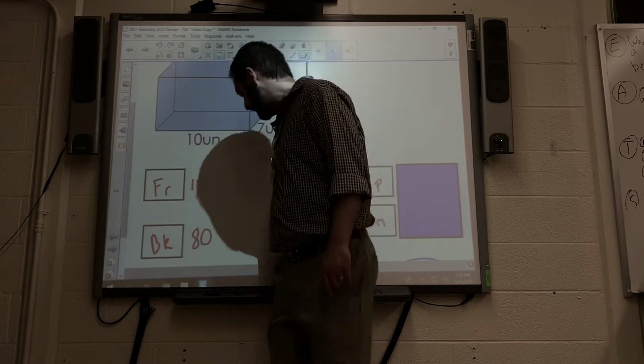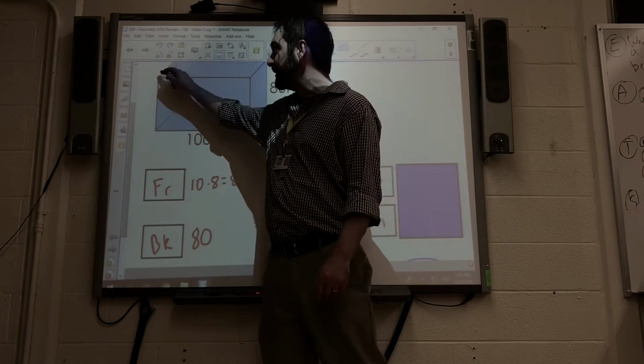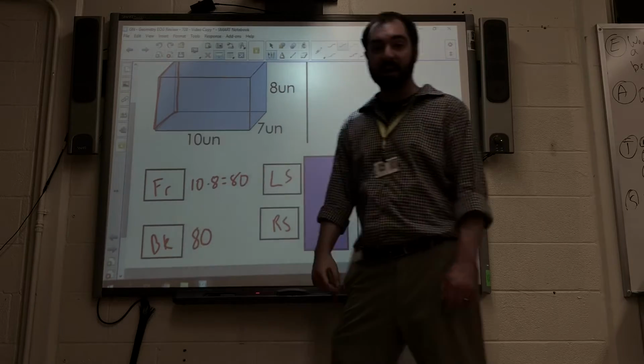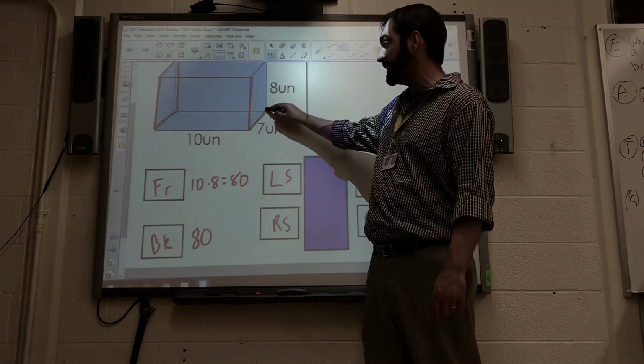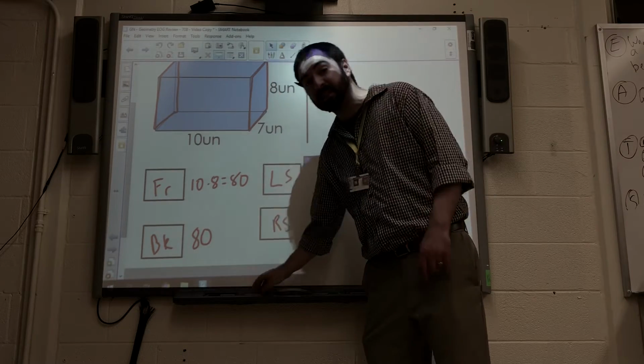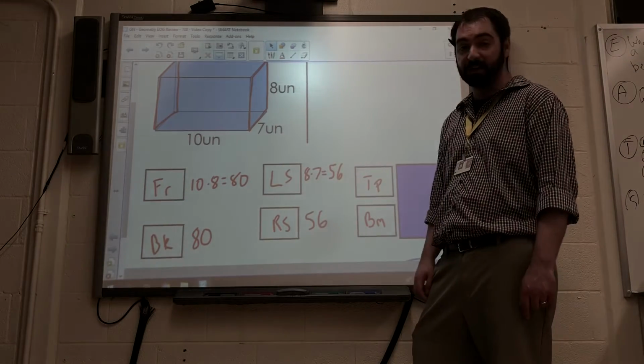Let me erase what I have. I'm going to pick the left side. Well, if I trace this left side, there's nothing there. That's not going to help me, so I'm going to try the right side, see if that helps. When I trace the right side, I go by 7 and 8. So the left side and the right side must be the same. They both are 8 times 7, which is 56.